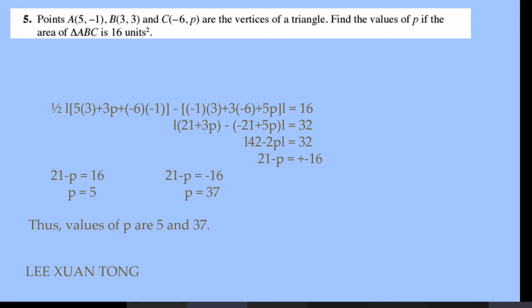Very good. You can solve the modulus. Okay, very good. This one is not easy, but you can do very fast. Okay, very good. Another one, another presenter.